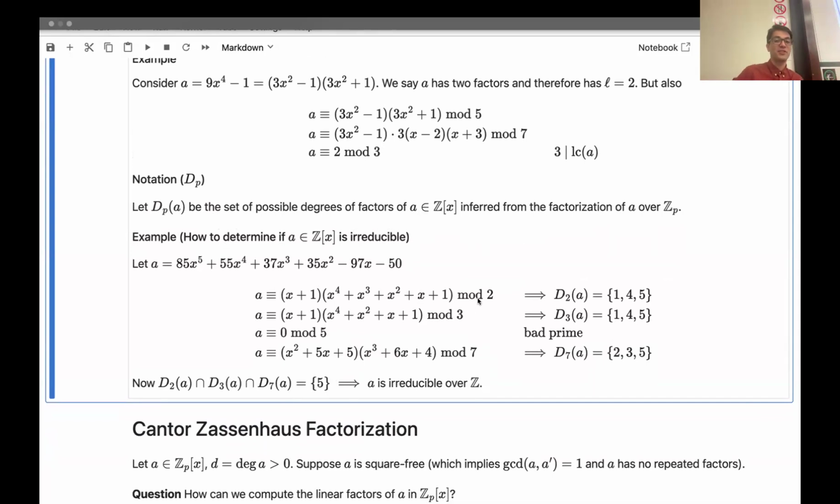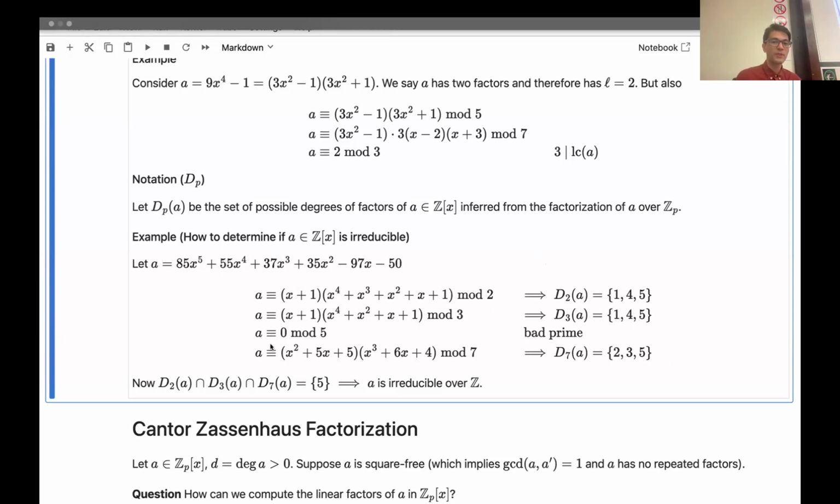I say, okay, I'm going to factor it mod 2, and I factor it into a linear term and a quartic. So the factorization is either going to be into linear and quartic or a degree 5. That's what we can infer from doing the mod 2 factorization: this original problem breaks up into 1 and 4 or just 5. What can I infer from doing it mod 3, where it breaks into a linear and a quartic? Again, it's either 1 and 4 or 5, right?